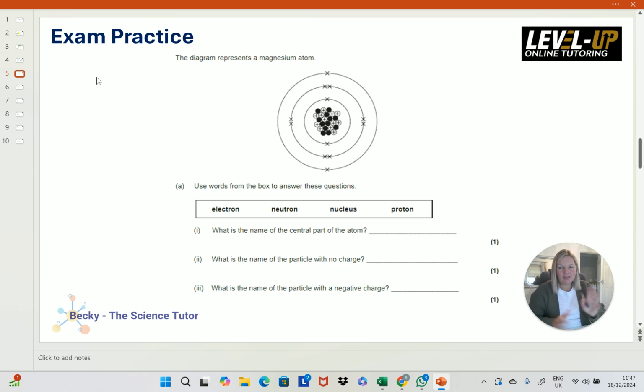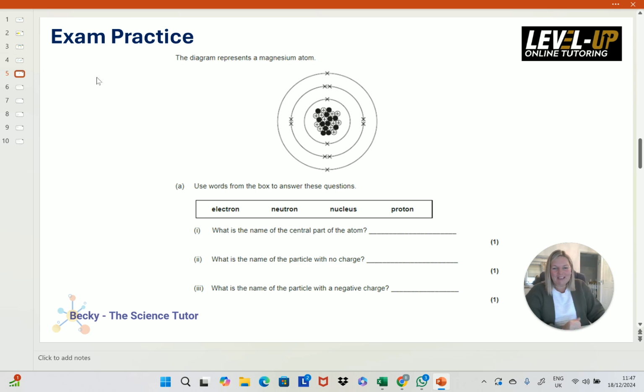Okay, so here we've got a magnesium atom. Use the words from the box to answer these questions. Now be careful, when we've got a question like this that says use the words from the box, please use the words from the box. Don't make up your own words. They're there to help you.